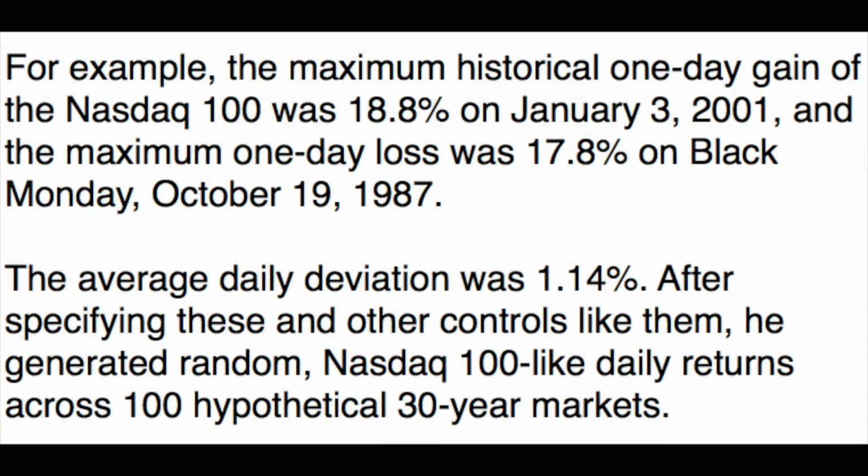It reads, "The maximum historical one-day gain of the Nasdaq 100 was 18.8% on January 3rd, 2001, and the maximum one-day loss was 17.8% on Black Monday, October 19th, 1987. The average daily deviation was 1.14%. After specifying these and other controls like them, he," meaning Roger, "generated random Nasdaq 100-like daily returns across 100 hypothetical 30-year markets." From this, we zeroed in on the parameters that were right most of the time.